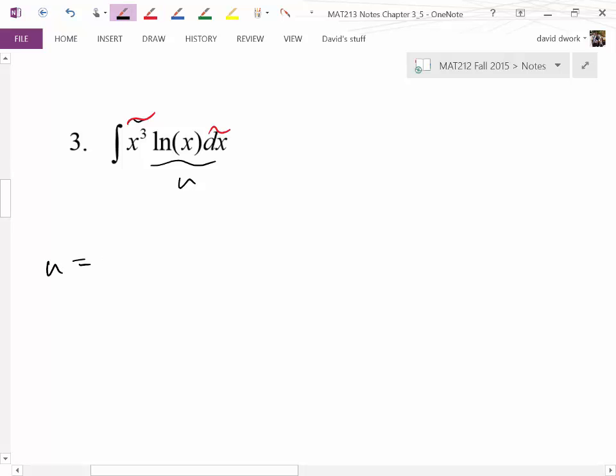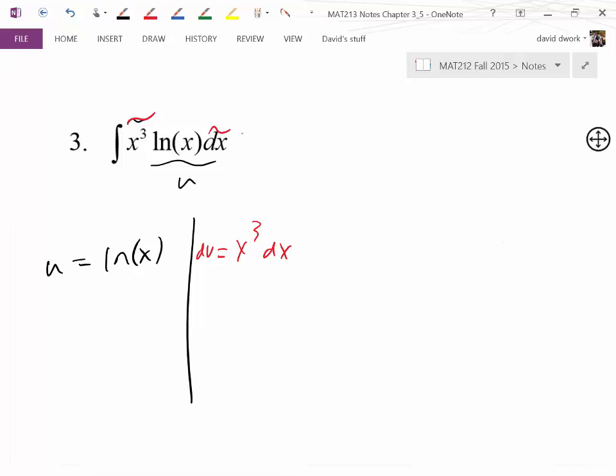U equals the natural log of x. Okay, I know how to do the derivative of that. Okay, and x cubed dx, if that was dv, that looks good. I can integrate a power rule. This looks good. All right. A big tip-off that some people try to do, and what makes it hard for them, is if they don't do it that way. If they try to go the other way, they try to say let x cubed be u.